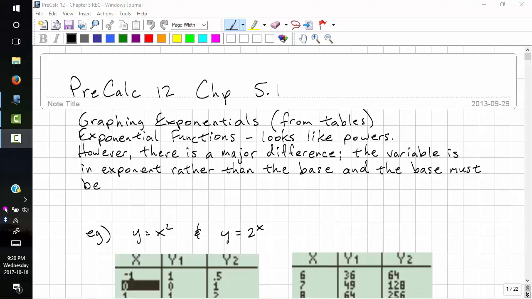This is PreCalculus 12, Chapter 5.1. We're going to be looking at graphing exponentials, and we're going to be doing it from tables to start off with.